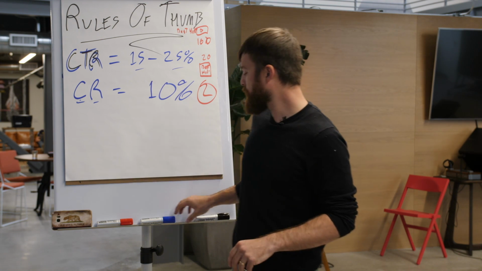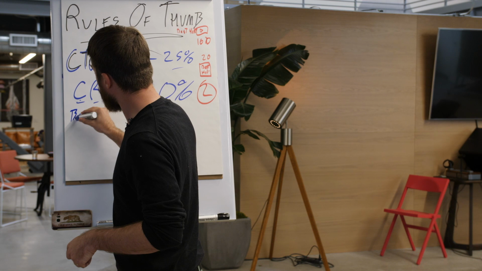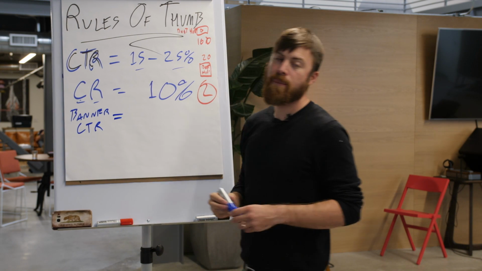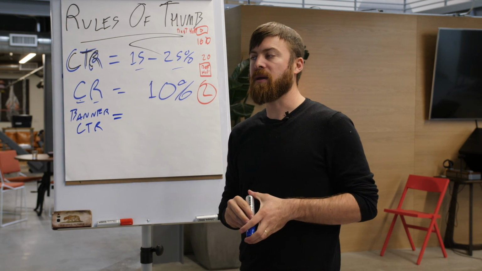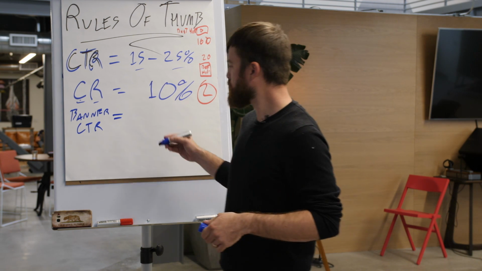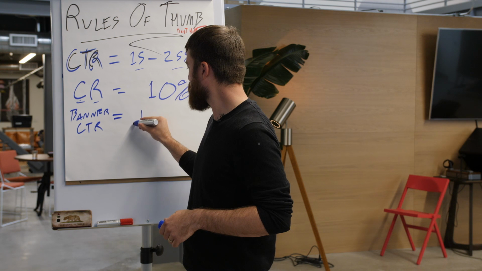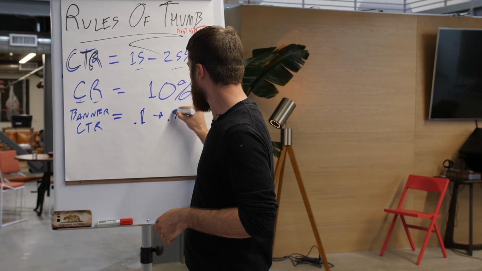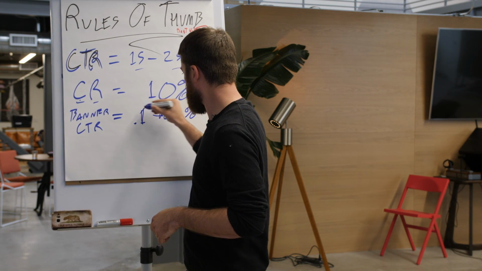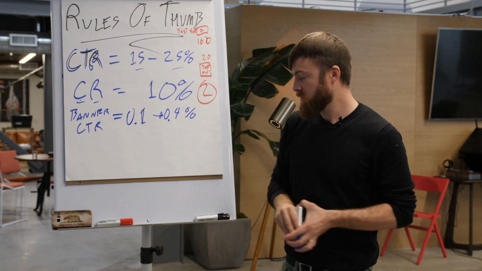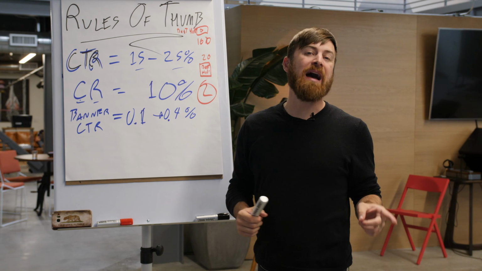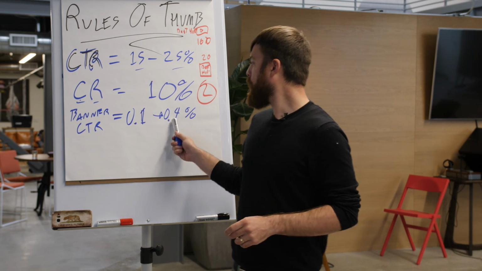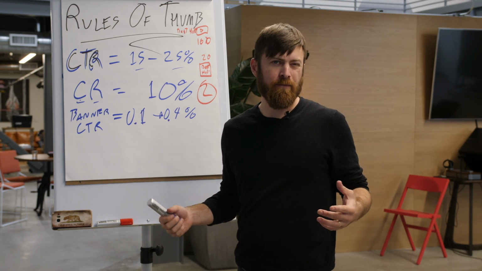Banner click-through rate. Here's another one. Banner CTR on ads. Banner click-through rates are generally going to be somewhere in the range of 0.1 to 0.4%. So 0.1 to 0.4%. What this means is 1 in every 1,000 people should be clicking on your ad at the minimum, okay? Or 1 in every 250, if that makes sense.